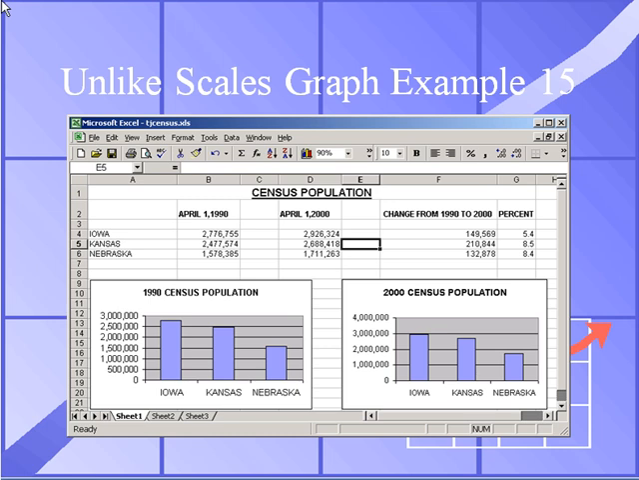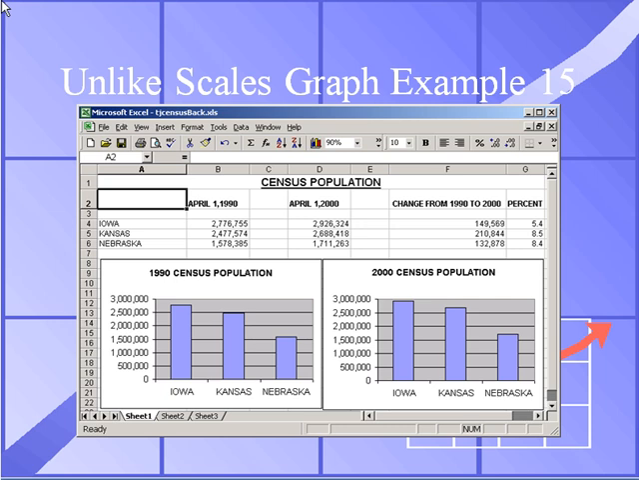This chart used unlike scales, so it looks like in 2000 the population went down, doesn't it? But here, you can force the scale of a graph to be a certain number, and there we can compare them side by side. Personally, I think I would have combined them into one graph with different colors for the different years.